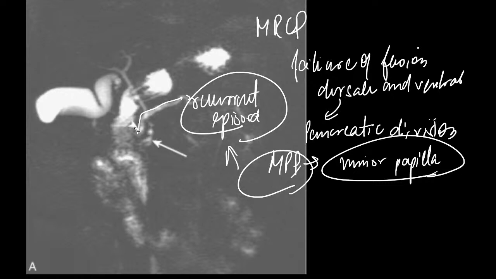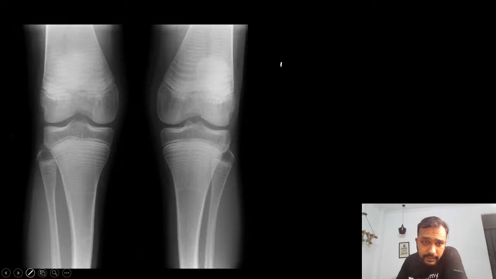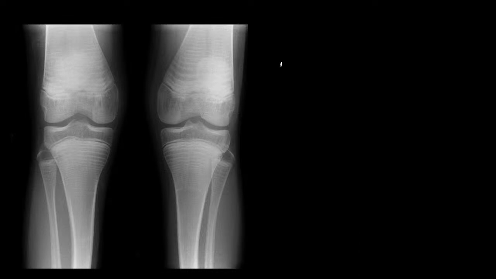Normally what happens in an MRCP image, you can see that your common bile duct is fusing with the main pancreatic duct and draining into the major papilla. But here what is happening, your common bile duct and your pancreatic duct are draining separately, right? That is why this is a case of pancreas divisum, right? Now guys, moving on to the next image.